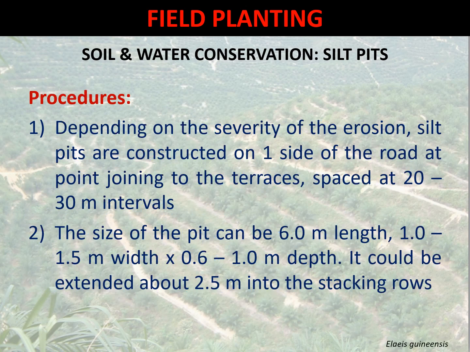There are several procedures involved in the silt pits construction. Depending on the severity of the erosion, silt pits are constructed on one side of the road at points joining to the terraces, spaced at 20 to 30 meter intervals. The size of the pit can be 6 meter length, 1 to 1.5 meter width, and 0.6 to 1 meter depth. It could be extended about 2.5 meter into the stacking rows.